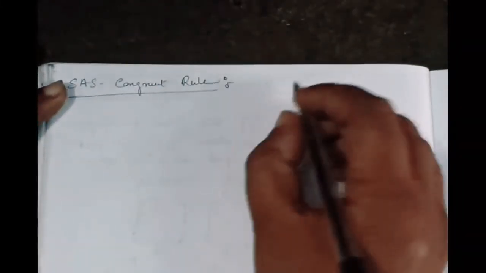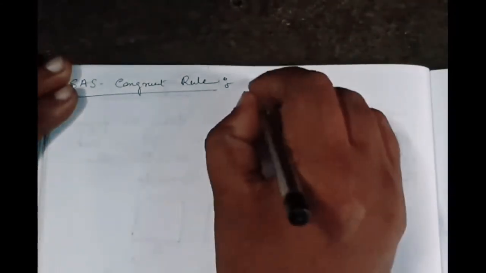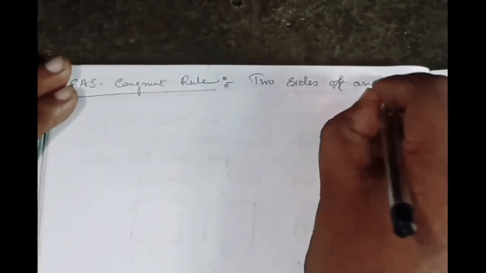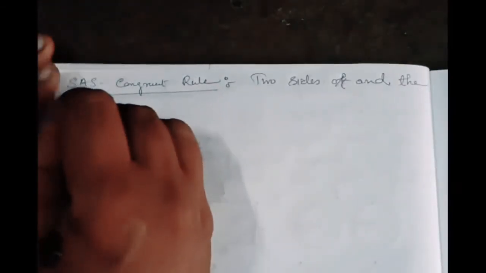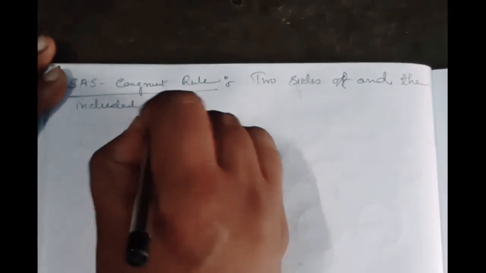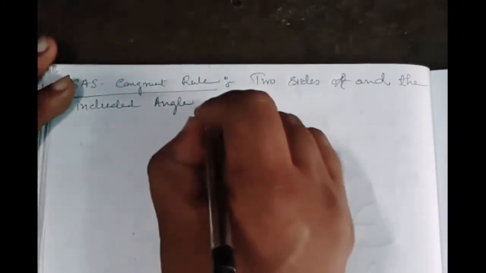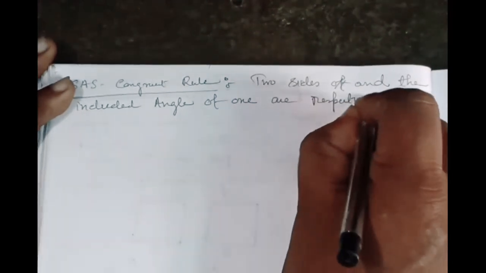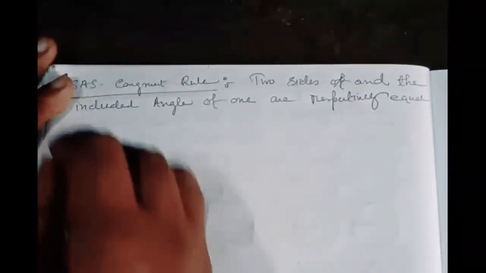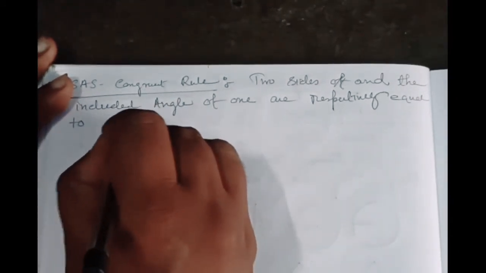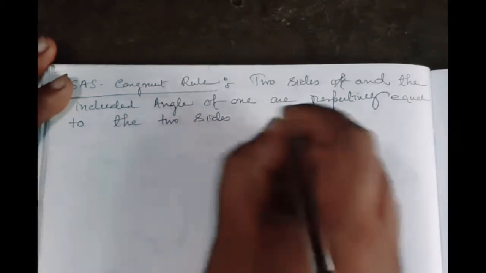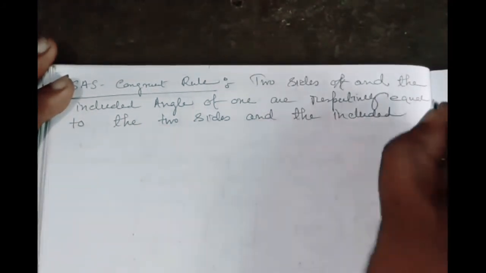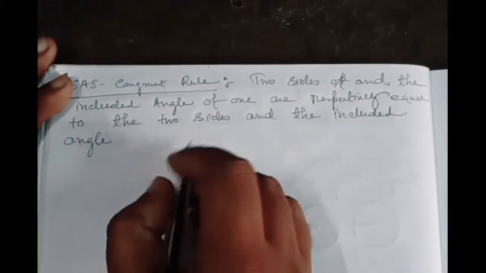Okay, two triangles are said to be congruent if two sides and the included angle of one are respectively equal to the two sides and the included angle of the other.